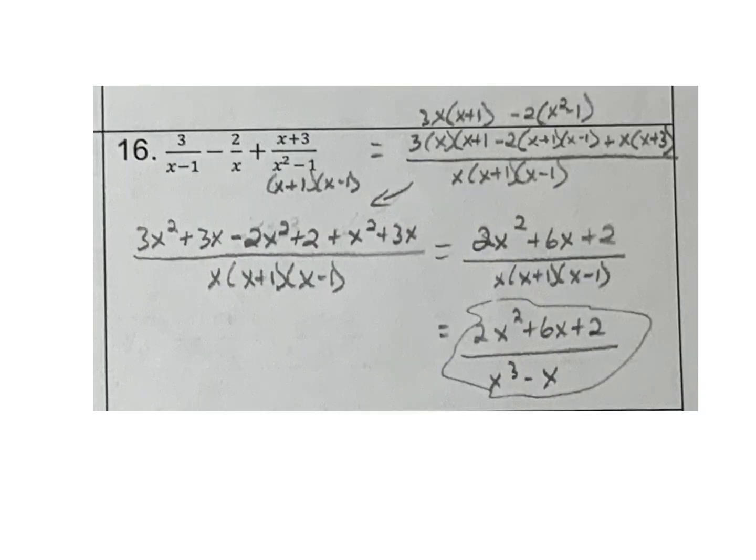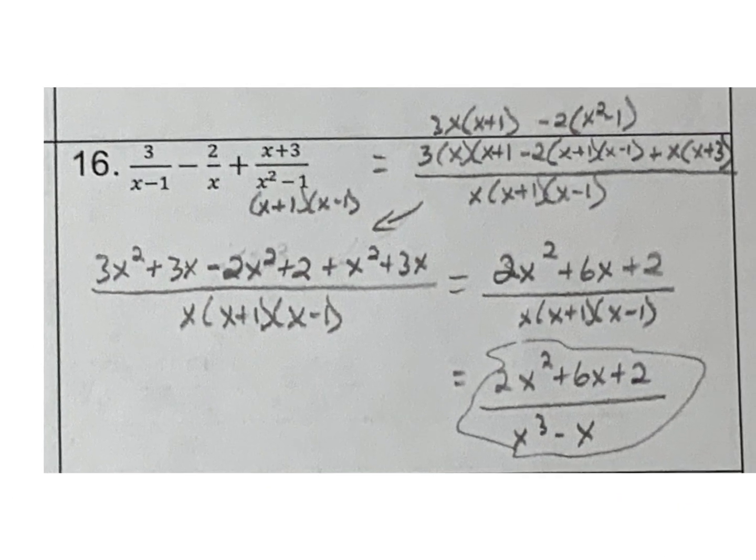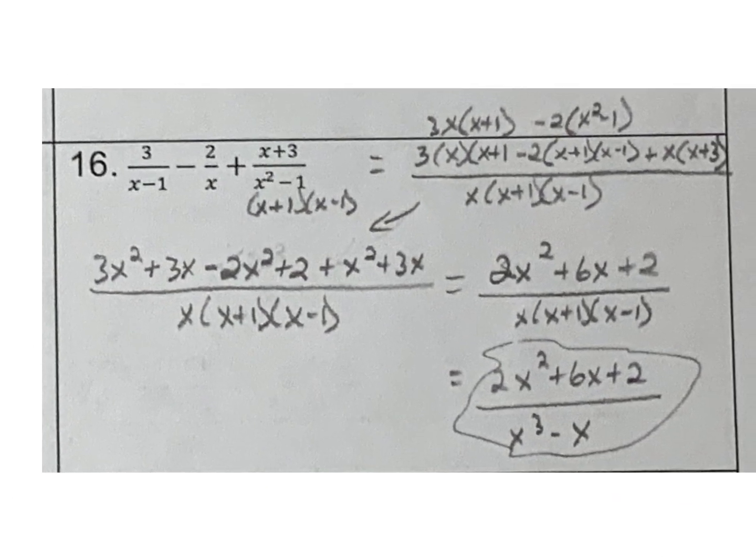All right, number 16. We have subtraction and addition, okay, combined. But again, we need to start with a common denominator. Now, this first fraction, the denominator is a factor of x minus 1. The second fraction just has a factor of x in the denominator. And this third fraction, the denominator is x squared minus 1. Well, I'm going to factor that. That's the difference of squares, so (x + 1)(x - 1), okay?